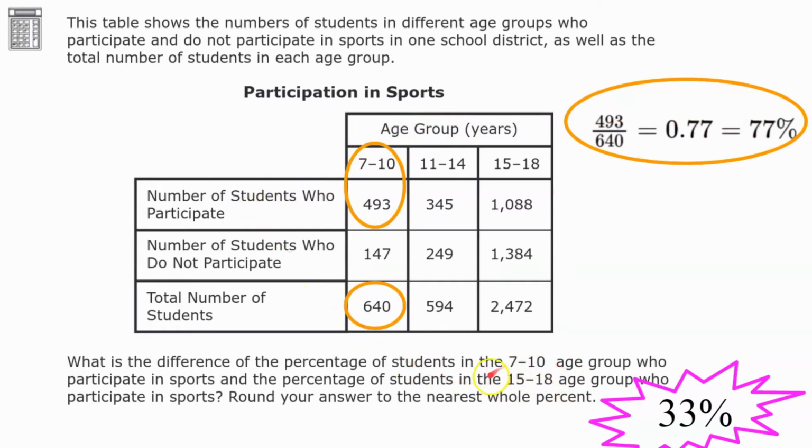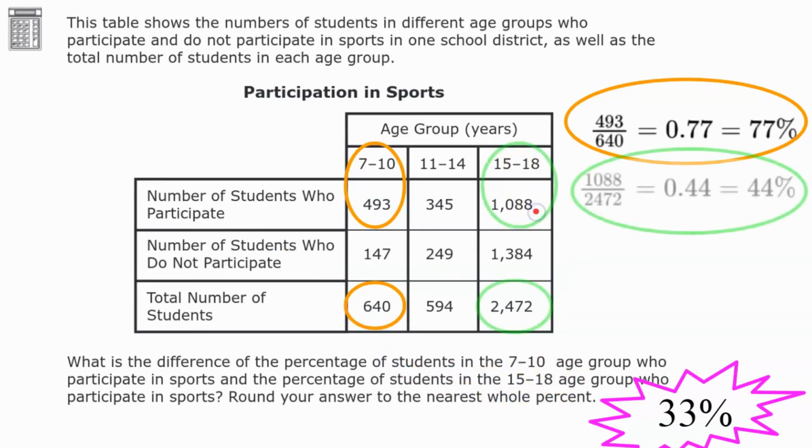The second age group they wanted me to compare to was the 15 to 18-year-olds. 1,088 of 2,472 students participated. Divide, and you get 0.44, turn it into a percent. Now I just need to subtract. 77 subtract 44 is 33%.